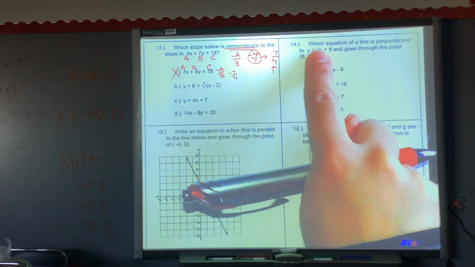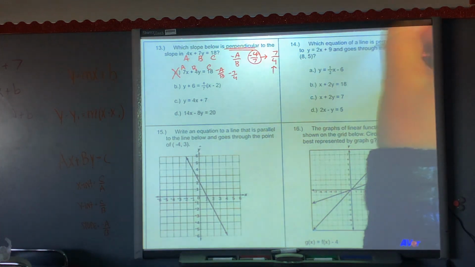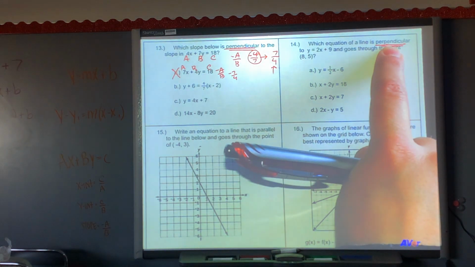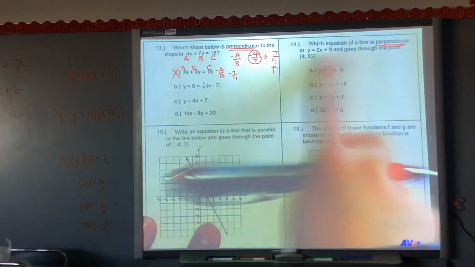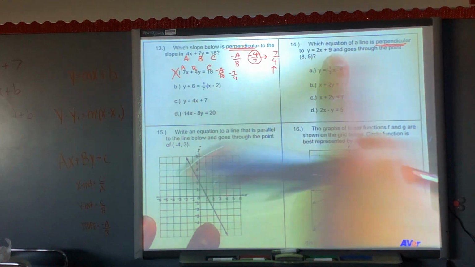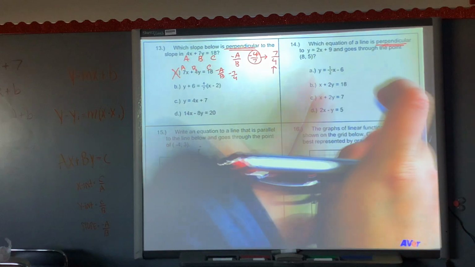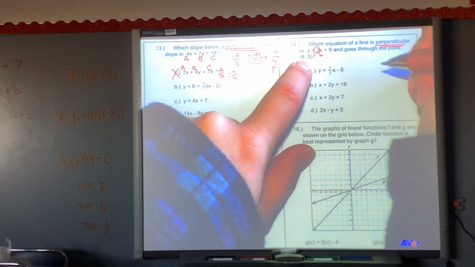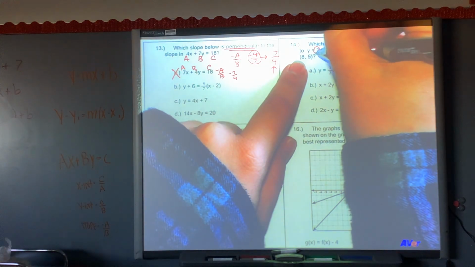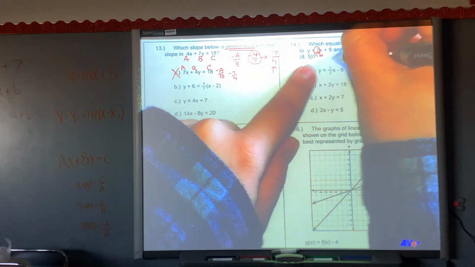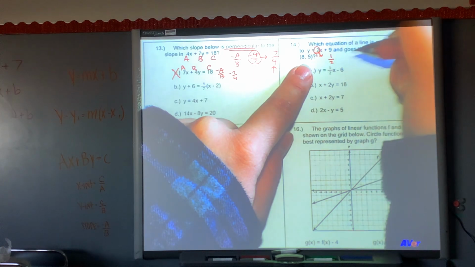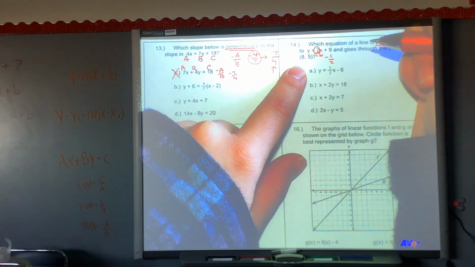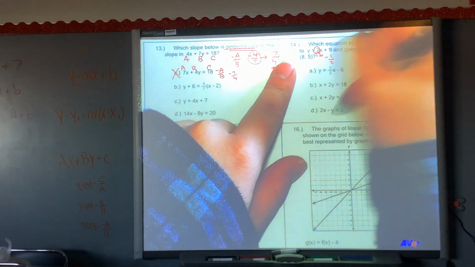This one says, which equation of a line is perpendicular, again, opposite reciprocal. If it said parallel, that'd be the same slope, but perpendicular is opposite reciprocal, to y equals 2x plus 9, and also goes through the point 8, 5. All right, first of all, here's our slope. If I need to make a perpendicular slope to this, I have to flip it. Well, if it's not over something, I put it over 1. So if I'm flipping it, 1 over 2, that's great, but it also has to be the opposite sign. So if this is a positive, this is a negative. I am now looking for something with a negative slope.